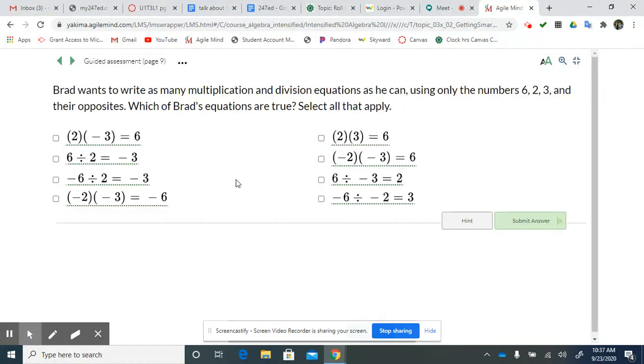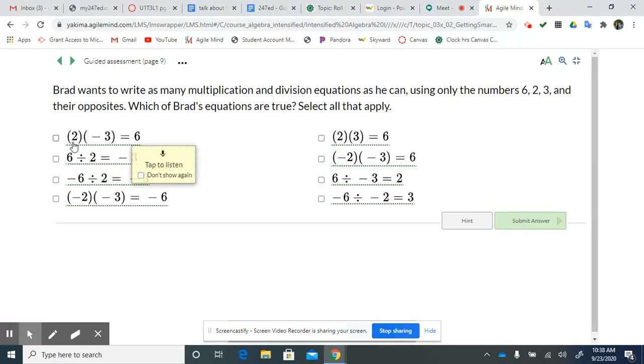Brad wants to write as many multiplication and division equations that he can using only the numbers 6, 2, 3, and their opposites. Which of Brad's equations are true? Select all that apply. All right, let's just talk our way through this one. So we have to figure out if it's true or not.